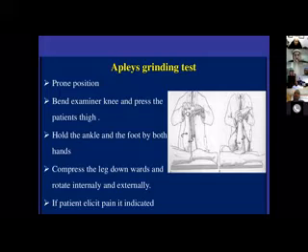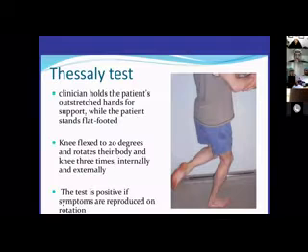In a prone position, you hold the foot and rotate. You compress the leg down sometimes. Elicitation of pain by the patient is indicative of, again, a meniscal tear.